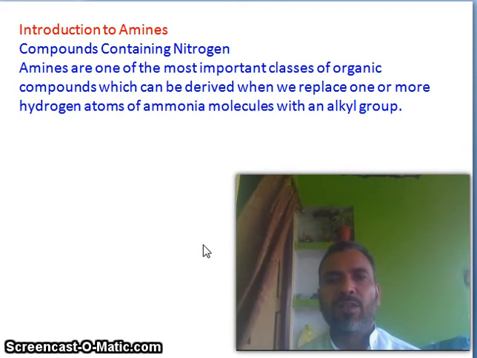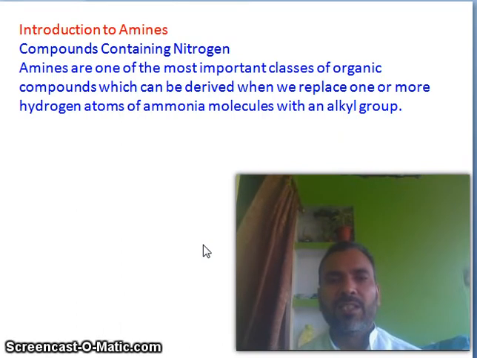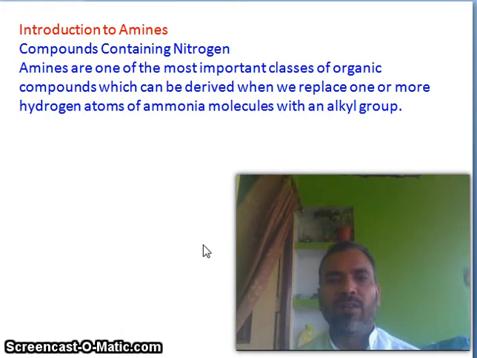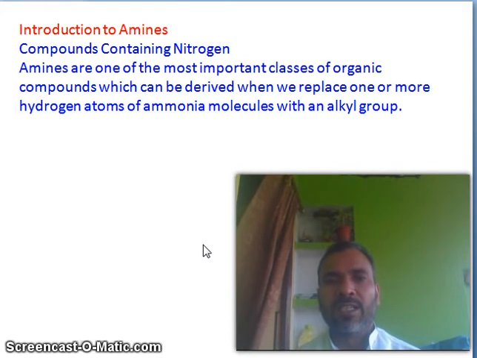Amines are one of the most important classes of organic compound, which can be derived when we replace one or more hydrogen atoms of ammonia molecules with alkyl groups. So you know the ammonia. The formula of ammonia is NH3. You can replace all three hydrogen with alkyl groups. Then you will get primary, secondary and tertiary amine.